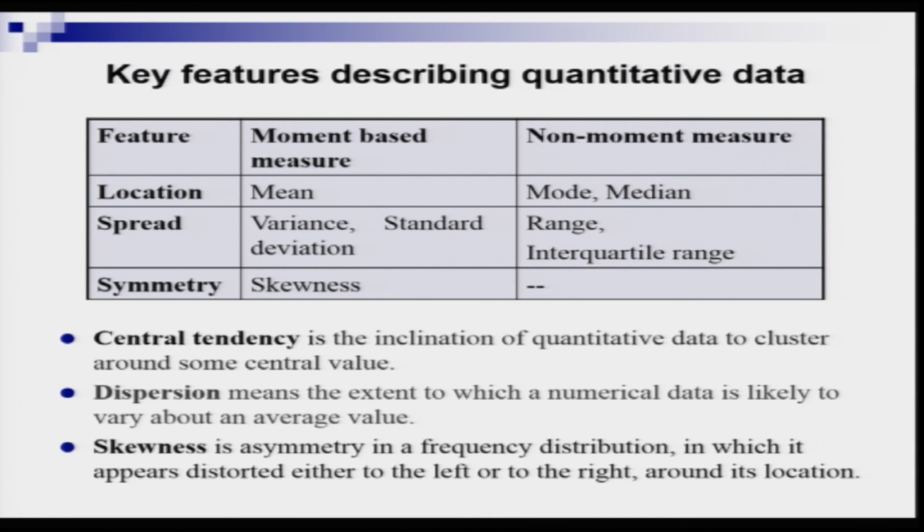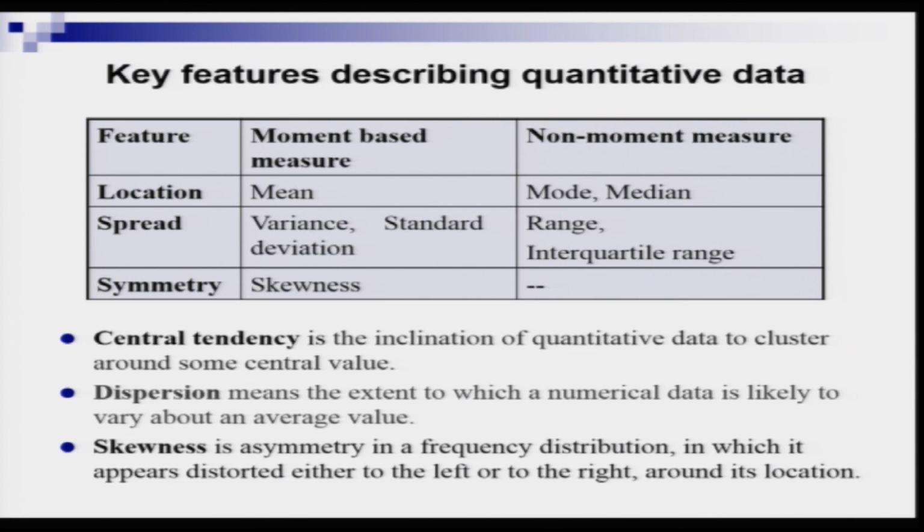So, the first feature or property of data is the location feature. Now, what do we mean by location? Location is talking about a statistical term called central tendency. What is a central tendency? It is the inclination of the quantitative data to cluster around some central value. Now, how to find that central value? For that there are measures. There are 2 categories of measures available in a statistician's toolkit. The first and most popular one is the moment based measure, which is the mean, and then there are non moment based measures like mode and median.